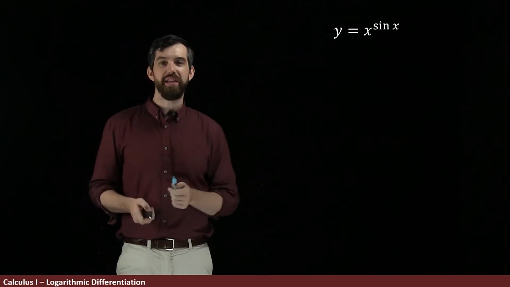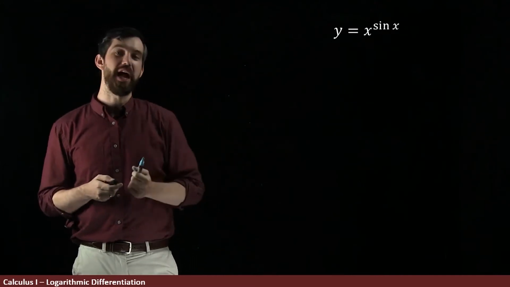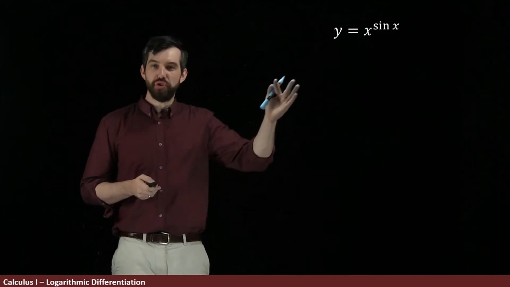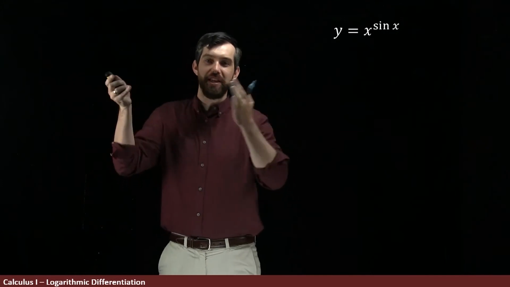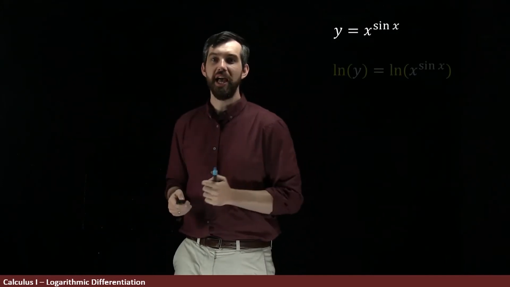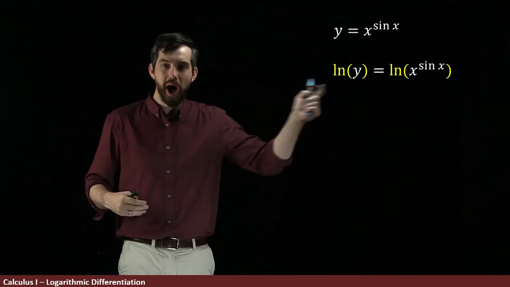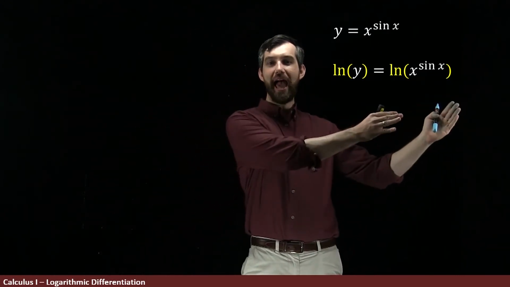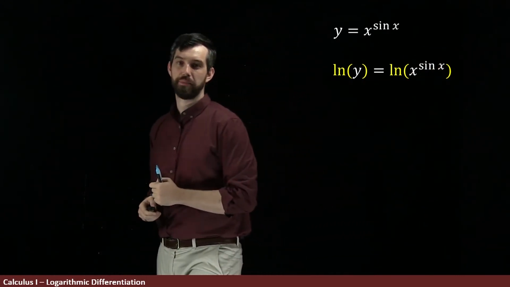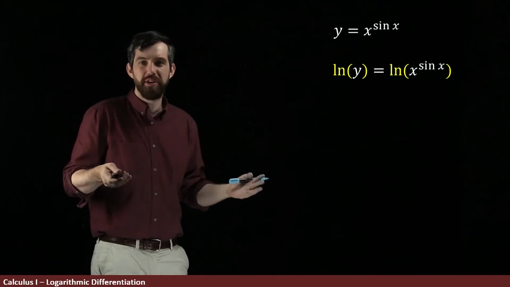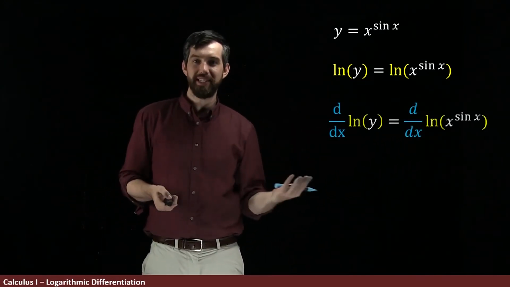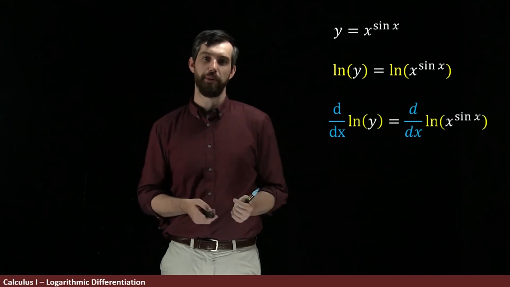I can take my y equal to x to the power of sine of x. And before I just try to compute dy/dx, I'm going to go and take the natural log of both sides first. That is, I'm going to compute the natural log of y and the natural log of x to the power of sine of x. And then our goal is, if I have it written in this form, I'm going to take the derivative of both sides here.